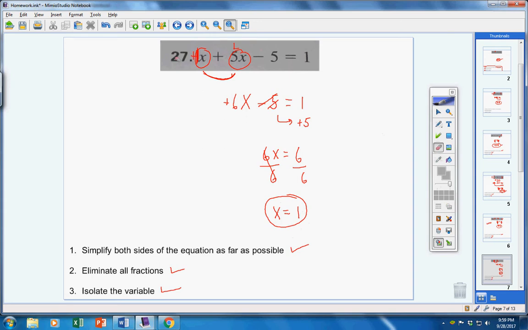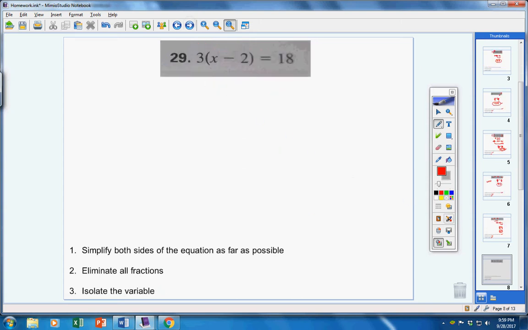Now, let's check our answer. Let's put a 1 here for x. Let's put a 1 here for x. 1 is 1. 5 times 1 is 5. Minus 5. 1 plus 5 is 6. 6 minus 5 is 1. 1 equals 1. The answer checks. On to number 29.